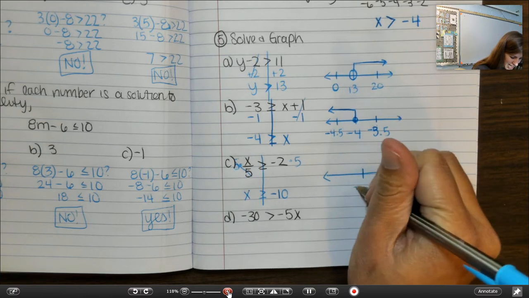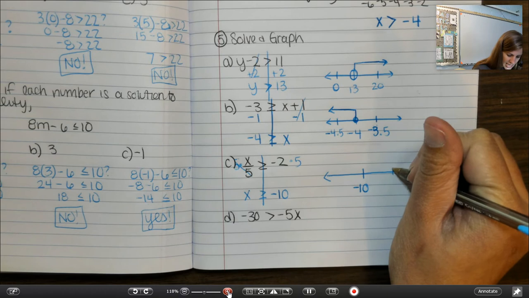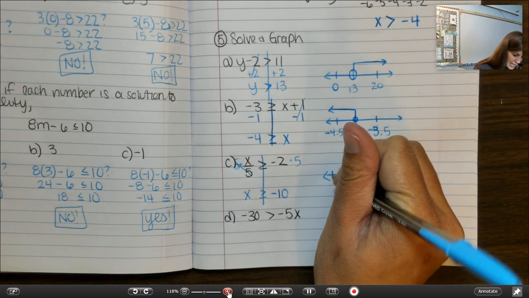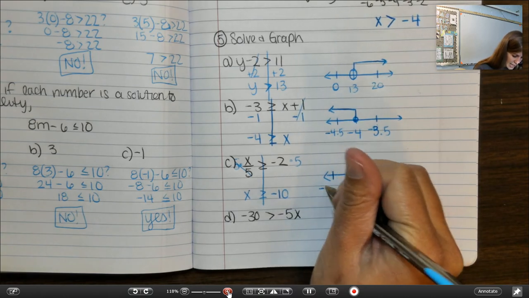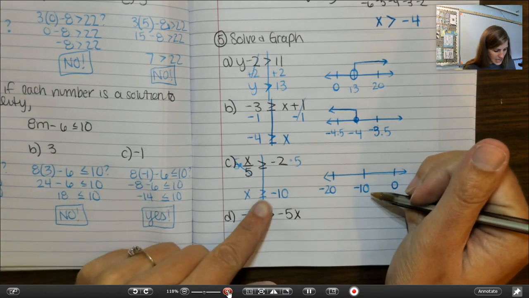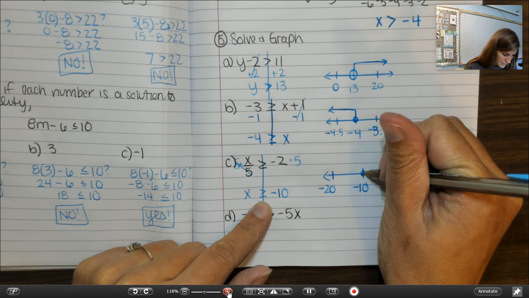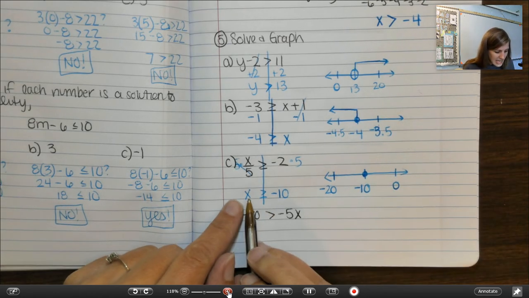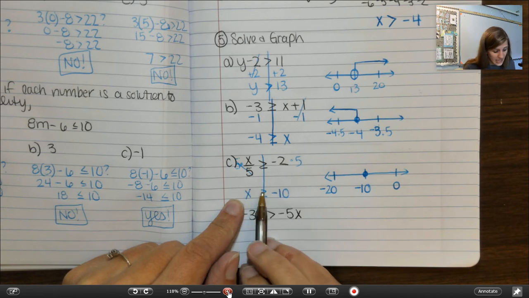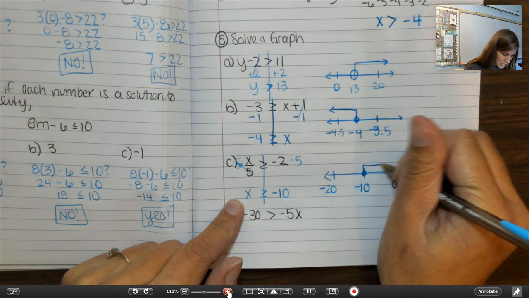I plot my negative 10. A number that definitely comes after it is 0. Like, that's bigger. And a number that definitely came before it is like negative 20. And then on the negative 10, because I have the line under, that means I'm equal to. And because x is near the bigger side, the alligator's eating x. Alligators want bigger numbers, so I need to go towards bigger numbers, which would be towards 0.